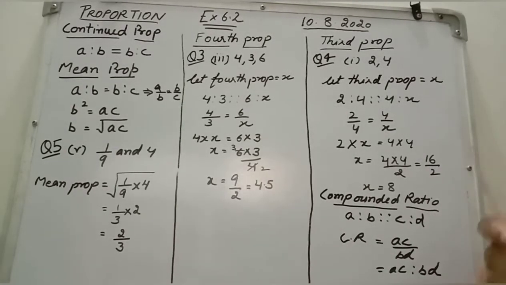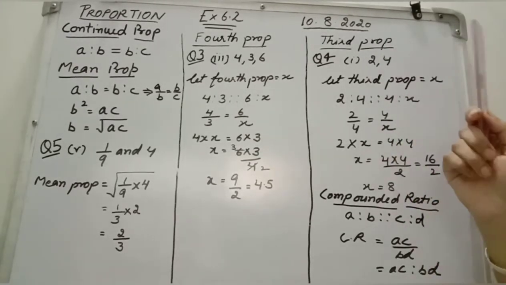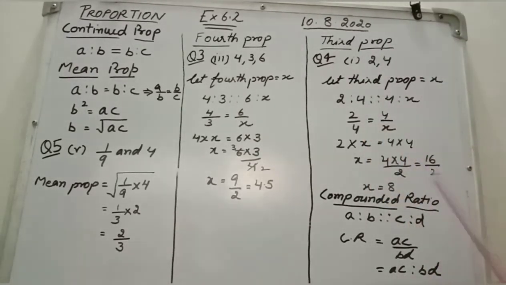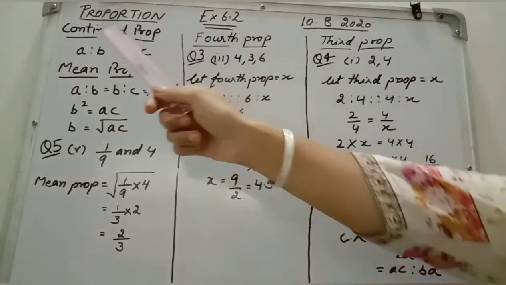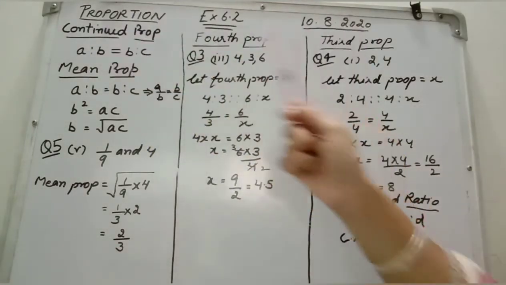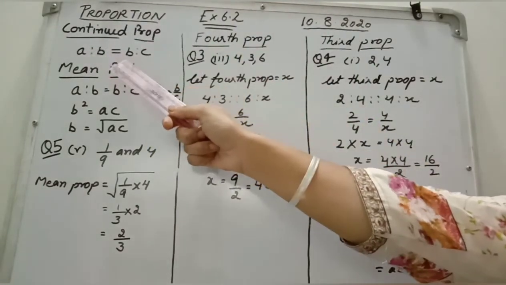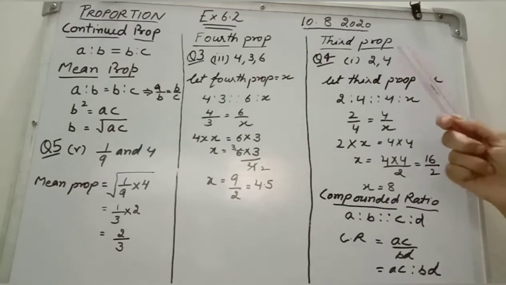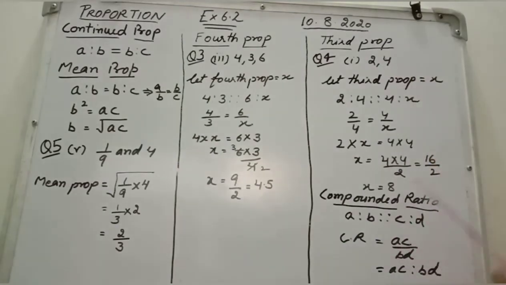Now move to how to find the third proportional. Question number 4, first part we are taking here. 2 and 4 is given to you. In third proportional, we use the same method of continuous proportional. Here we are using the formula of continuous proportional. Here we can take the middle, b repeated, right? In here also we can take b repeated. So let the third proportional is x.